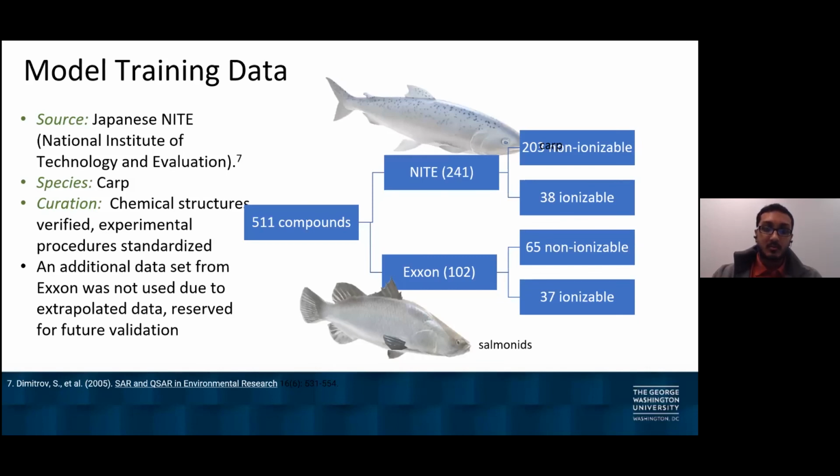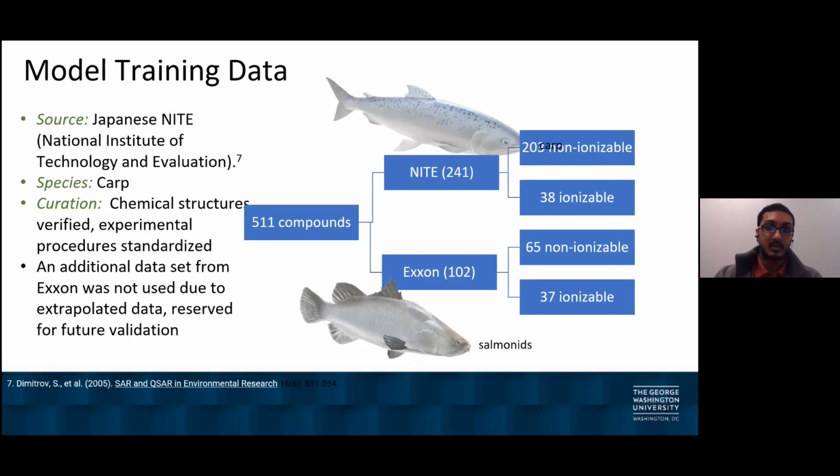So for our model, we use the NITE dataset, which was originally combined with an exon dataset. But since the exon dataset relied on different species and involved extrapolated data points as well, it was set aside to be used for external validation. We should note for mechanistic models, which our model is, the size of the data set is less important than the quality of the measurements and the diversity of compounds, which I will discuss later.